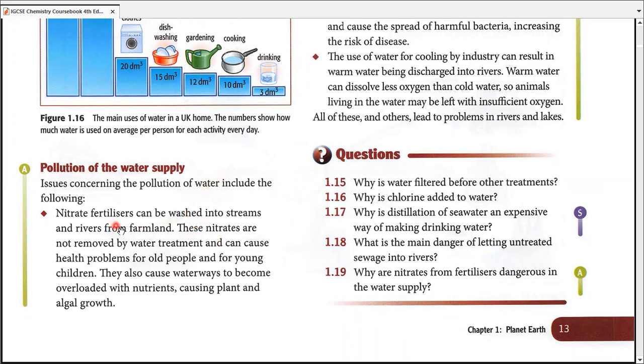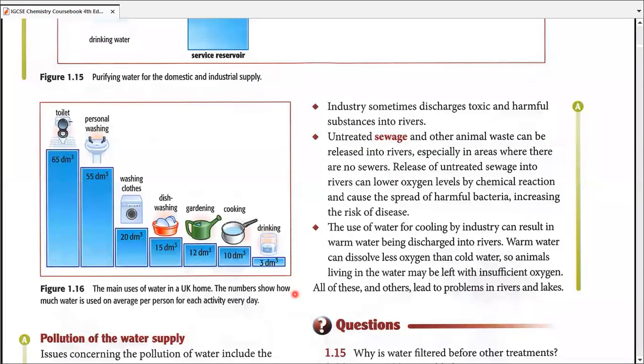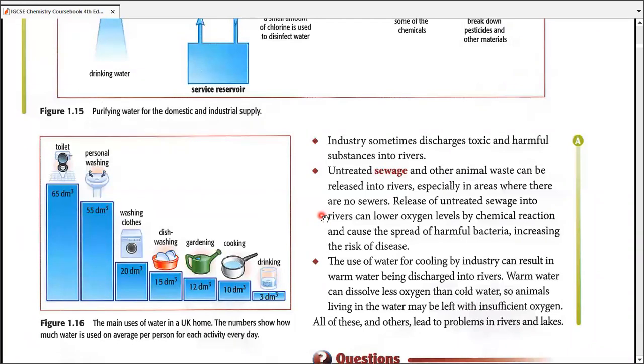First and foremost, nitrate fertilizers. They're a problem. We use fertilizers in the soil, but they often are washed into streams and rivers from the farmland. These nitrates are not removed by water treatment and can cause health problems for old people and for young children. They also cause waterways to become overloaded with nutrients, causing plant and algal growth. Since nitrate can be used by algae, and I hope you're familiar with algae from biology, nitrates are very good nutrients for plants, and you would see green algae growing all over the place if they have that kind of nutrients.